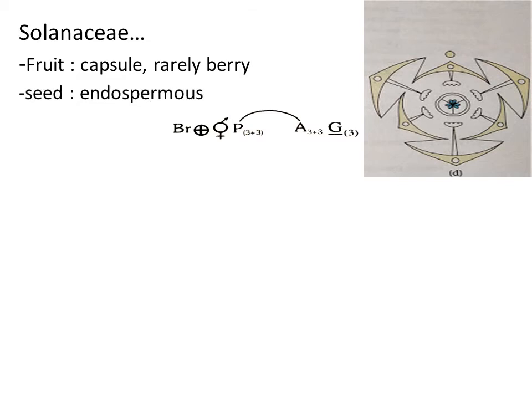Then what about the seed? So there are many seeds seen in the fruit. All are attached to the central placentation, right? And the seeds consist of endosperm. Endosperm is retained in the mature seed also. So the kind of seed is endospermous seed, right?